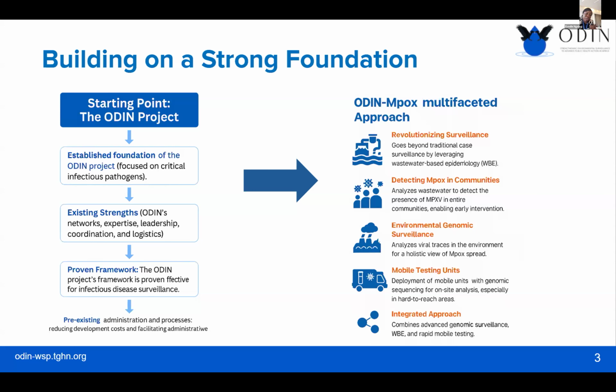Another phase of ODIN is environmental genomic surveillance and mobile testing units. We have to implement mobile labs to have access to hard-to-reach areas where we can just sample water and have analysis on site. The ambition and objective that ODIN needs to reach is to implement a comprehensive system.